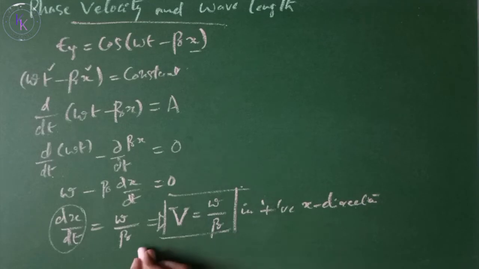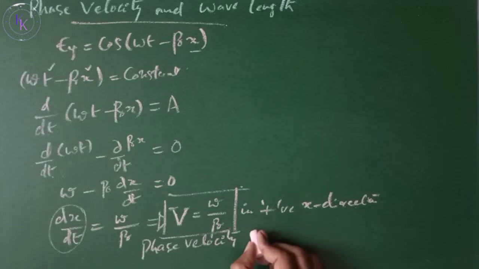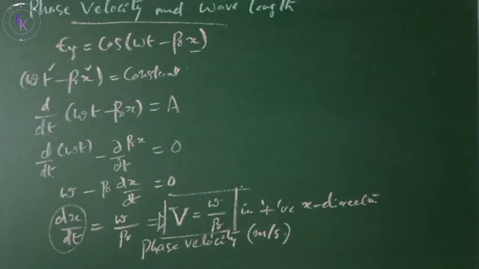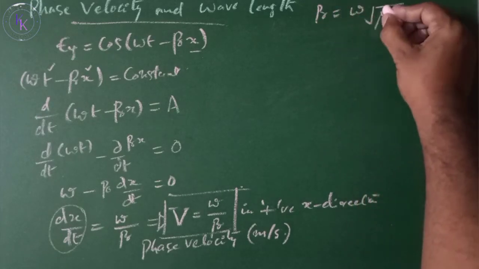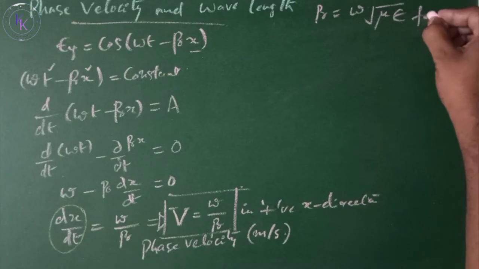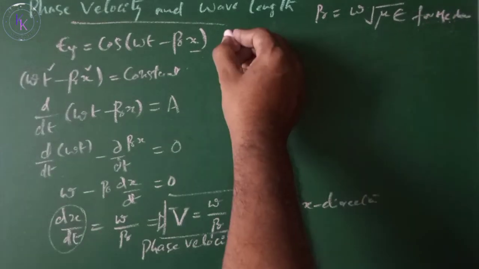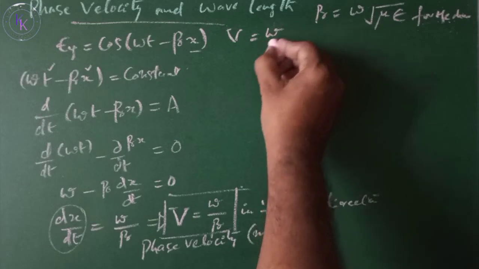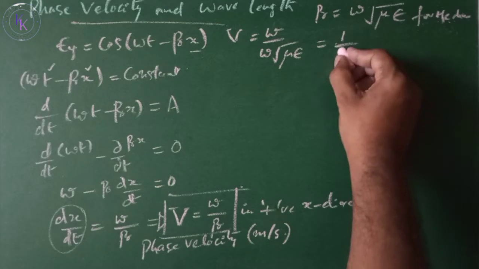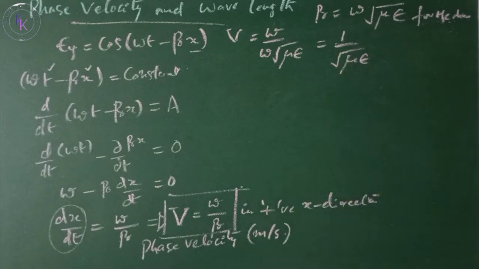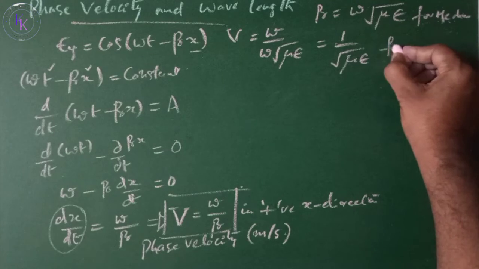V is termed as phase velocity. This will be in meters per second. Phase velocity is defined as the rate at which an electromagnetic wave travels in a medium. Beta equals omega square root of mu and epsilon for a medium. Velocity v is given by omega divided by omega square root of mu epsilon, which equals 1 by square root of mu epsilon, the velocity for any medium.